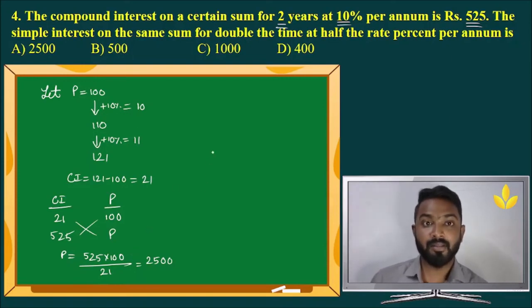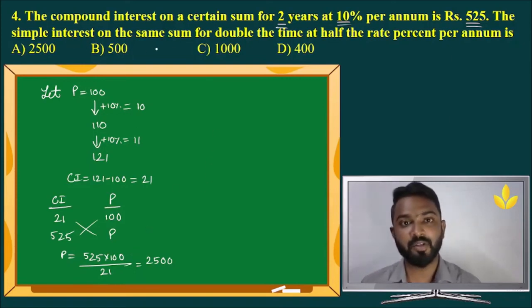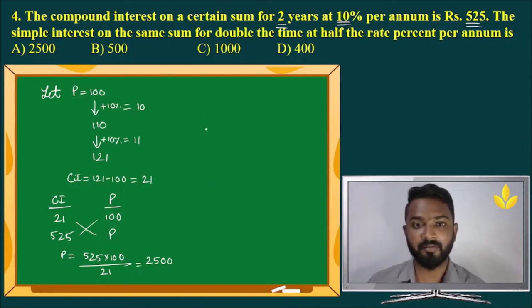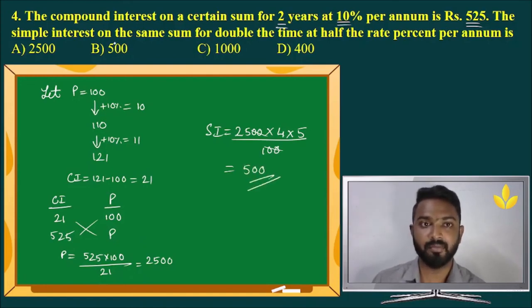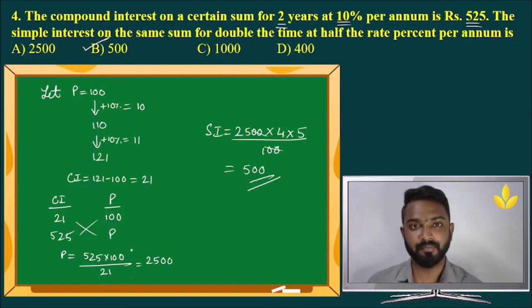Okay. Now they have asked what is the simple interest on the same sum for double the time and half the rate. Simple interest is PTR by 100. Principal is 2500. Double the time. Time over here was 2 years, so double the time will be 4 years, into half the rate. Rate was 10%, so it will become 5%, by 100. This one and this one gone. 25 into 4 is 100. 100 into 5 is 500. Answer is B. Done.